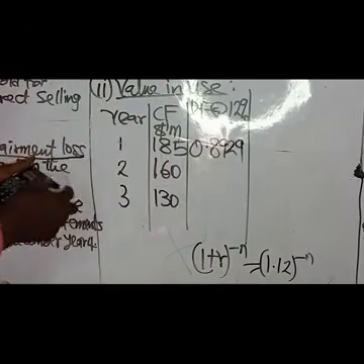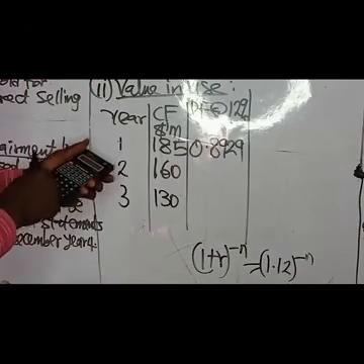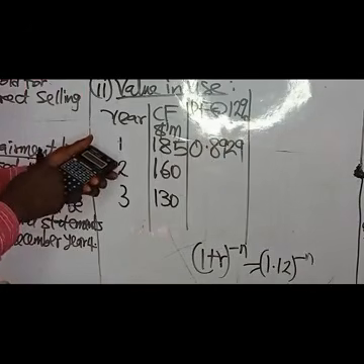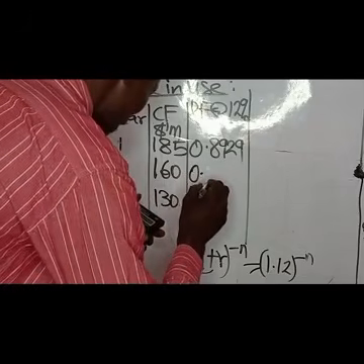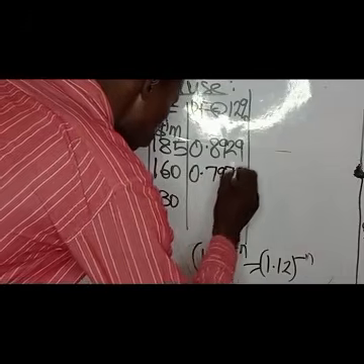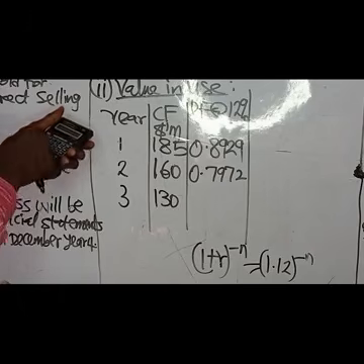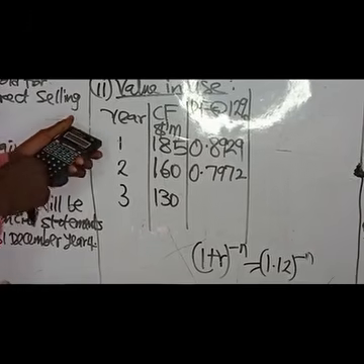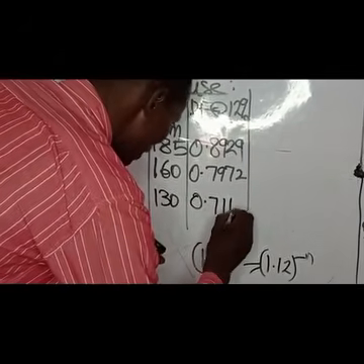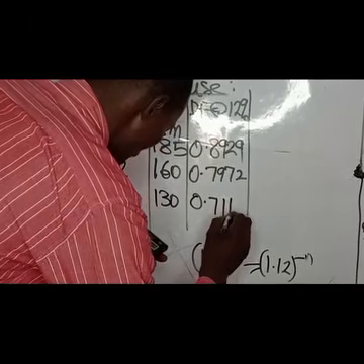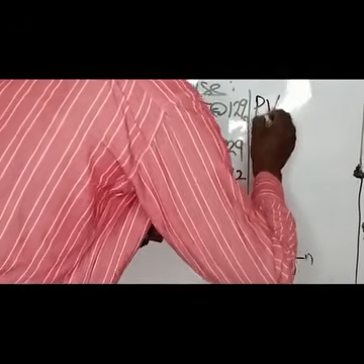For year 2, that means N will be 2. So we have 1.12 raised to power minus 2. That gives us 0.7972. For year 3, N will be 3. So we have 1.12 raised to power minus 3. That gives us 0.7118.